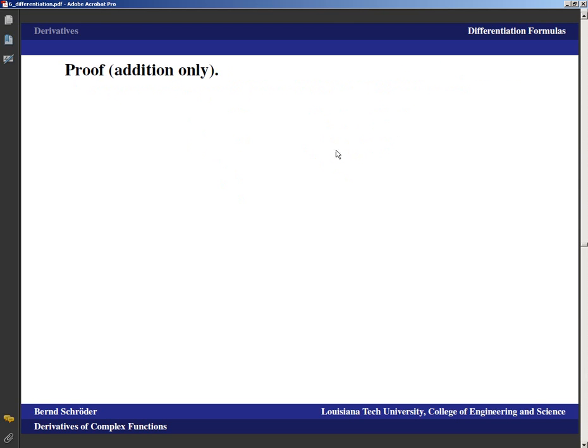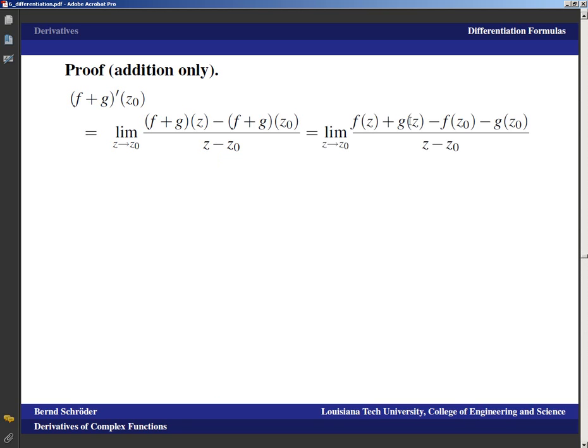All those proofs are very similar. Some of them may even be assigned as homework problems. Let's take a look at the proof for addition. So the derivative of f plus g, we just go back to the difference quotient. It's the limit as z goes to z0 of (f plus g)(z) minus (f plus g)(z0), divided by z minus z0. And f plus g is f of z plus g of z, and similarly here we get minus f of z0 plus g of z0.